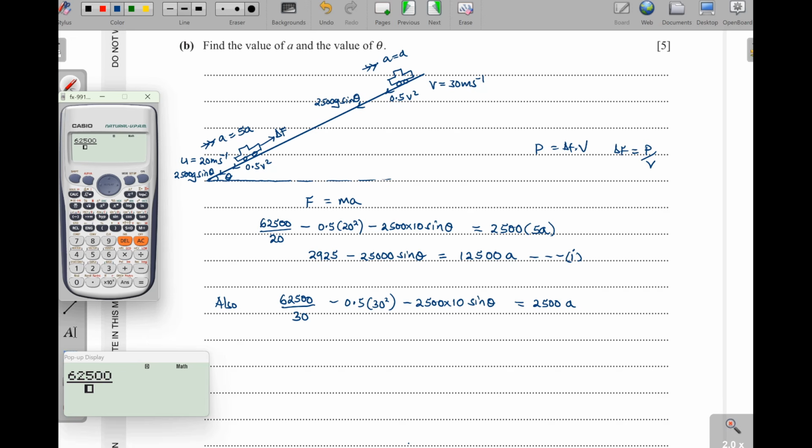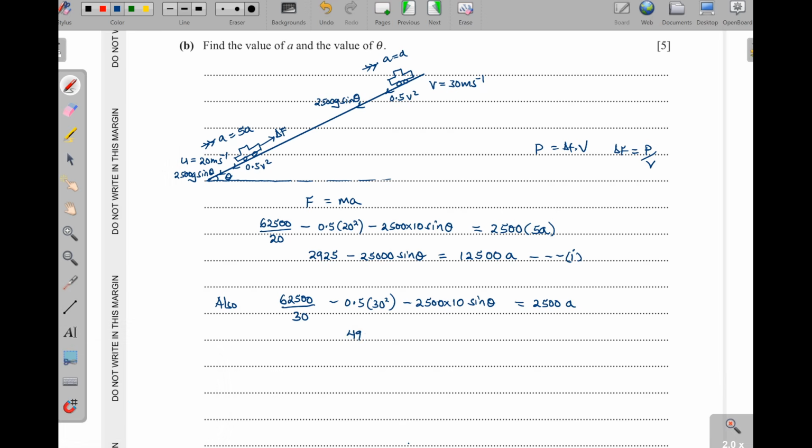So what is this one simplified? 62500 over 30, then minus 0.5 into 30 squared. So that is 4900 over 3. Just write it exact. Don't write decimals. This one is a recurring decimal. Always get used to using exact figures, and then you round off the final answer. Then minus 25,000 sine theta, which is equal to 2500 of A. This is equation 2.